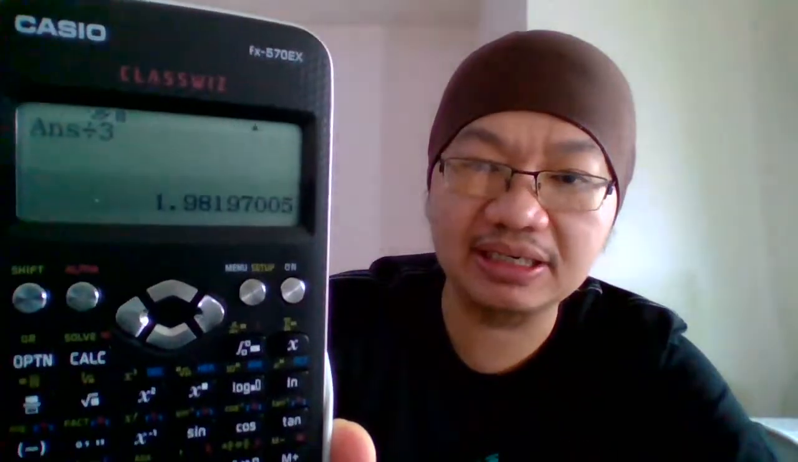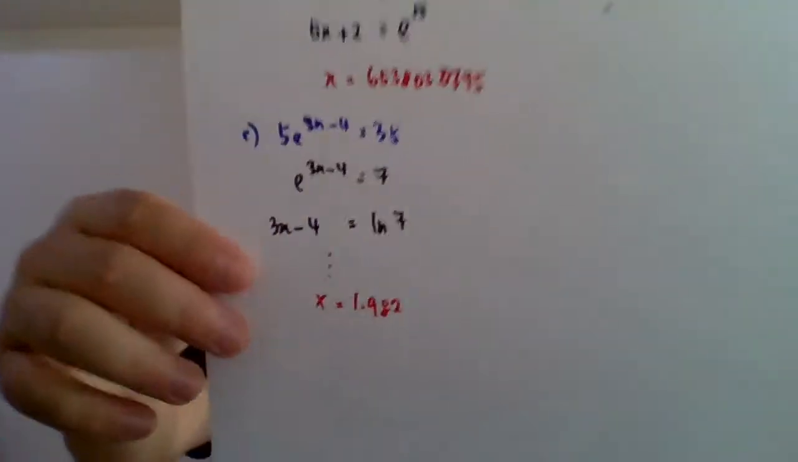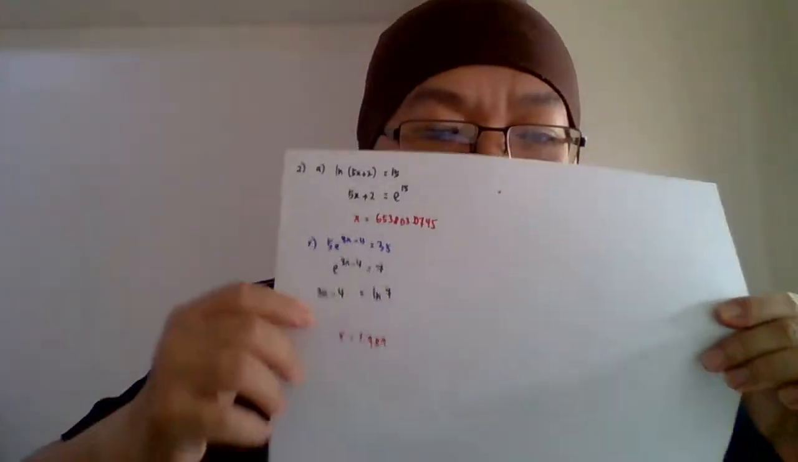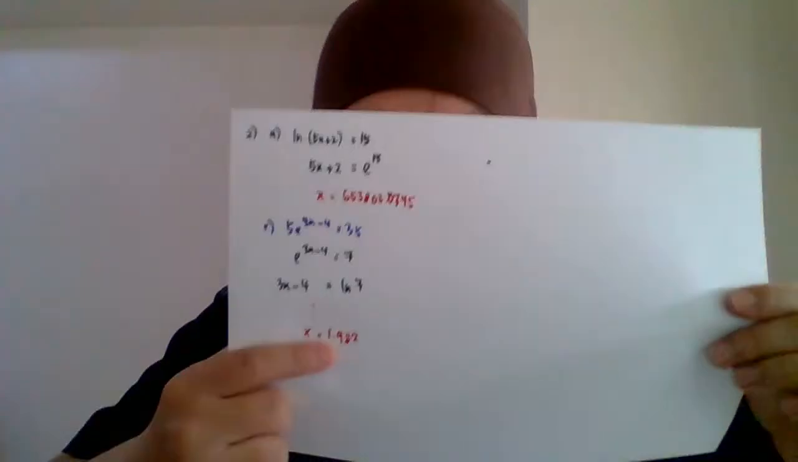And we need to plus 4, divided by 3. So this is the final answer, 1.98 and so on. Please double check, is that correct or not? The final answer we are supposed to get is x equals 1.982, because 3 decimal places. Please double check. Is that the correct answer? For number 2C, 1.982. Settle for this question.